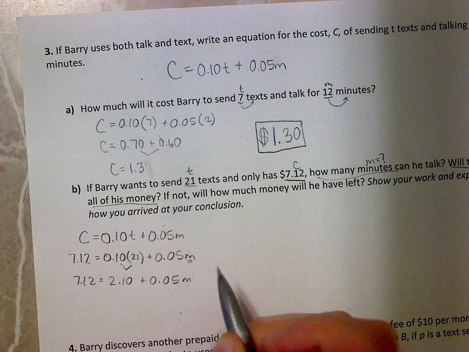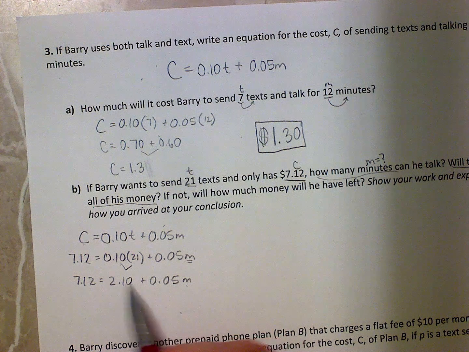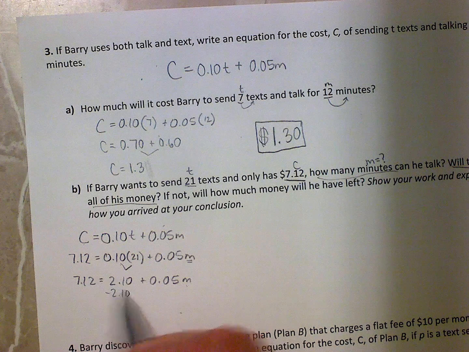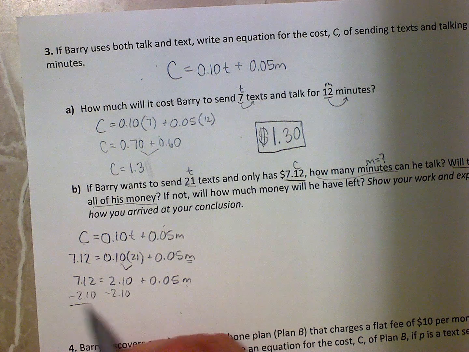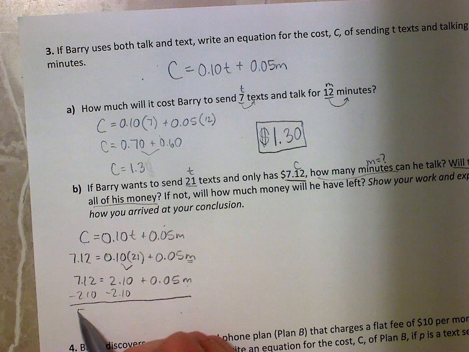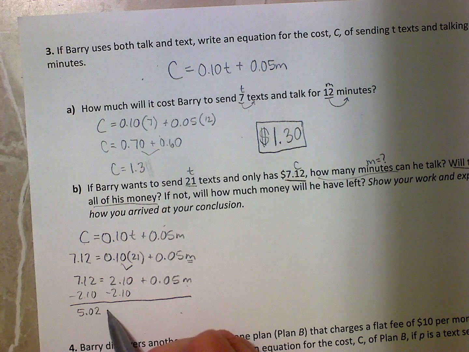My variable's still here, and I have a number being multiplied by my variable, the coefficient, and I also have a constant over here. So we like to get rid of constants first. I'm going to subtract 2.10. Feel free to use your calculator for this. I'm not using my calculator, and feel free to try mental math. On the midterm, I would suggest that you check your work on the calculator. There's no reason not to.